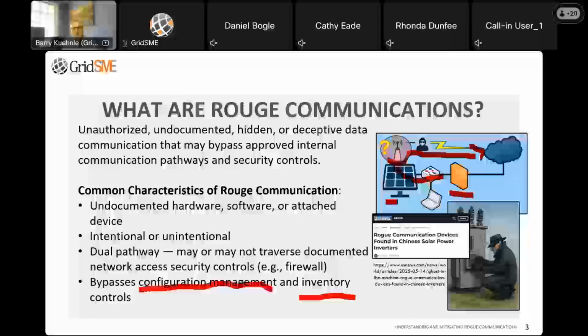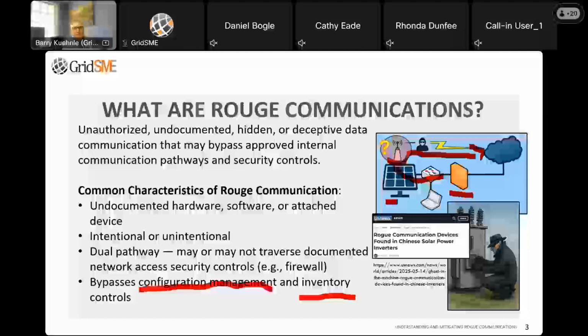So that's our big concern here, is that you have these devices, one that is connected through a dual pathway, undocumented, providing access to somebody that should not be there, that's not authorized, and it also gives access to the rest of the environment where potentially they can come in and actually be an authenticated user and move around in that environment.